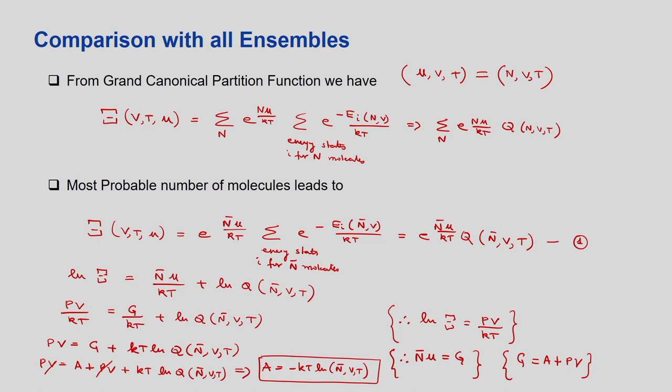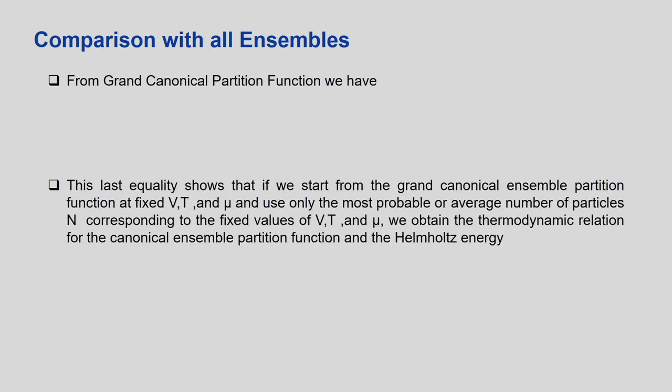Okay. So what we get is A equal to minus kT ln Q(N bar, V, T). So I can just summarize this. Finally we got this A equal to minus kT of ln Q(N bar, V, T). Now this expression is very important.